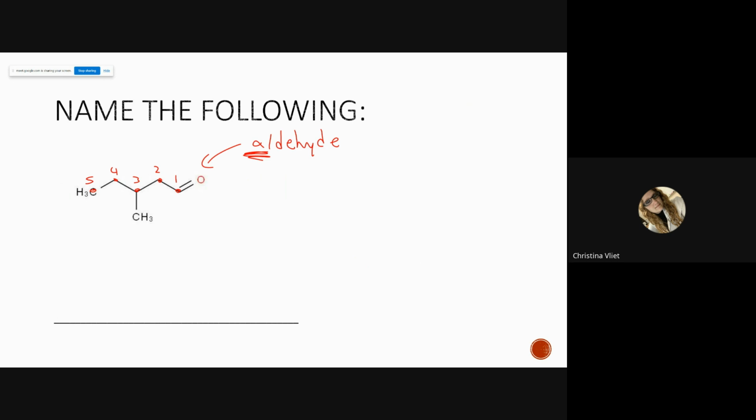A functional group that's at the end of the chain has to be on carbon 1. You may want to write that. A functional group on the end of a chain, either on the left side or the right side, doesn't matter, is going to be carbon 1. Be careful with that, because otherwise you may number the wrong way.